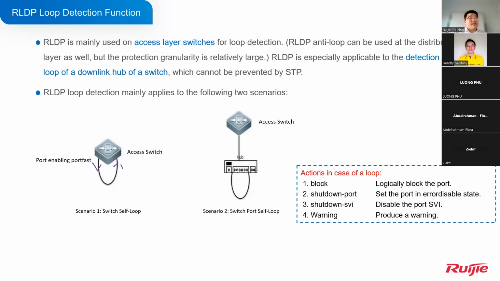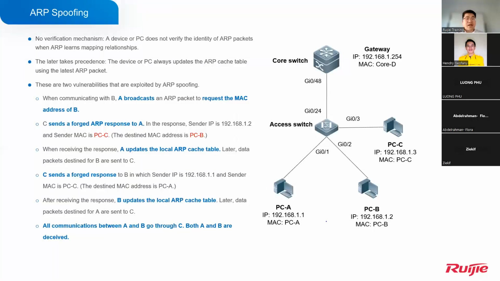Once IODP detects a self loop, no matter on the switch or the hub, it will take some actions. First is block. Block means logically block the port. Or shut down the port, set the port in error disabled state. Shut down the SVI, disable the port SVI. Or warning. Warning will generate an alarm. It's a very easy protocol actually. Compared with RSTP, it's quite easy.